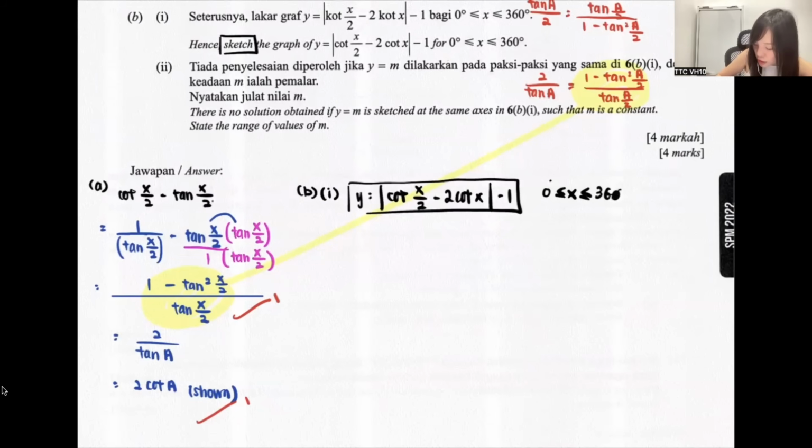Okay, how do you sketch it? Before you start to sketch it, please make sure your equation is nice. The equation has cot. How do I sketch cot? I don't know. I only know how to sketch sin, cos, tan, correct? So now they have cot, then how do I do it? I hope you all know.